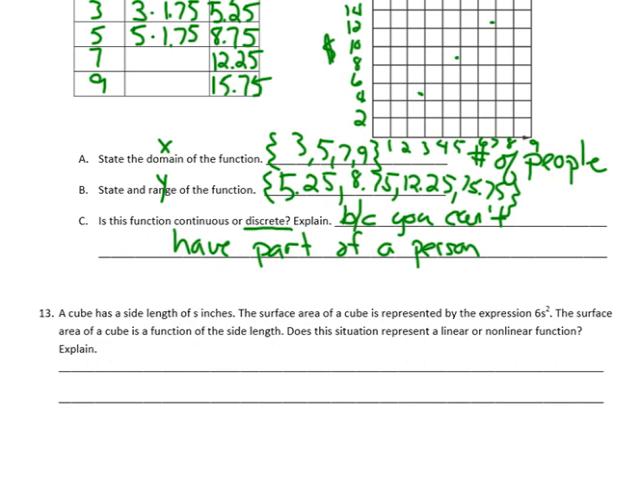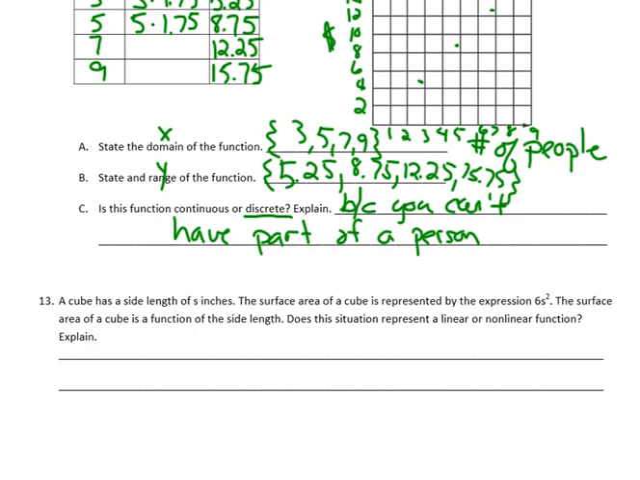Okay, number 13, a cube has a side length of s inches. The surface area of the cube is represented by the expression 6x squared. It's a function of its side length. Does this situation represent a linear or a nonlinear function? It is nonlinear. Explain. The exponent on s is a 2. That is why it's going to be that way.